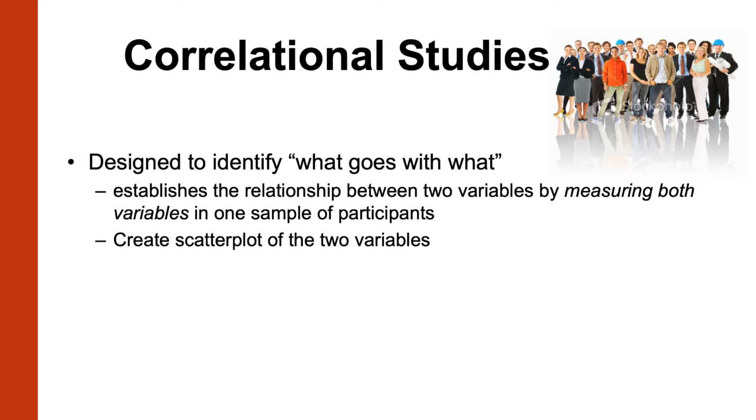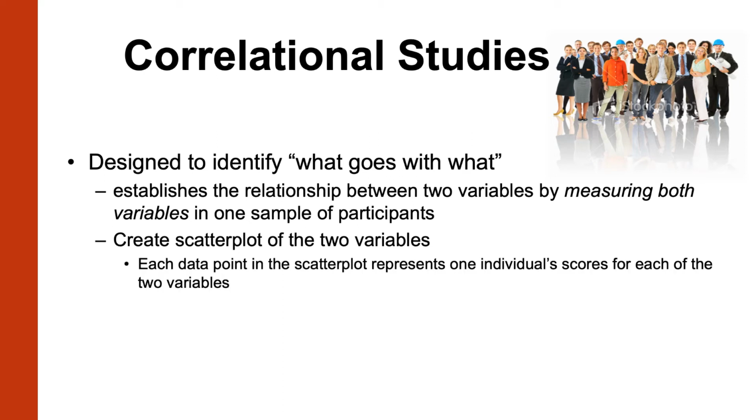Once you measure the two variables, then you plot each person's score on those variables into something called a scatter plot, and then you can compute a correlation between those variables. That correlation will tell you whether there is a relationship between the variables that you measured, and if there is, how strong it is and in what direction.